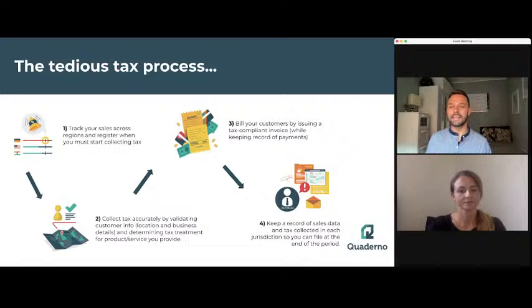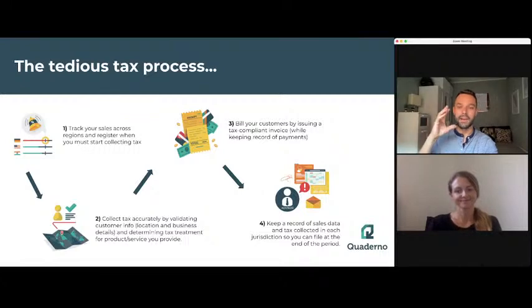Step number 3 is billing. You have to bill your customers. You have to issue them tax compliant invoices. Okay. And different countries have different requirements, actually, for what information needs to be on those official documents. And you internally also need to keep up to date with all of those invoices. You need to know which ones are paid, all of your records, etc.